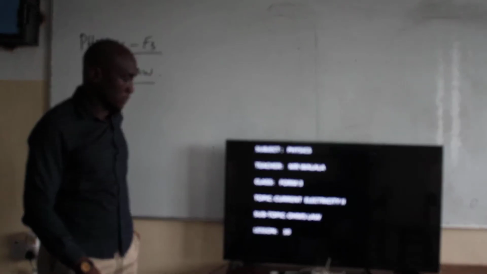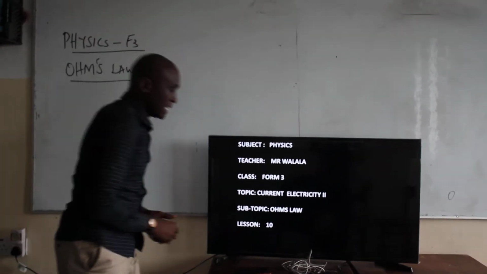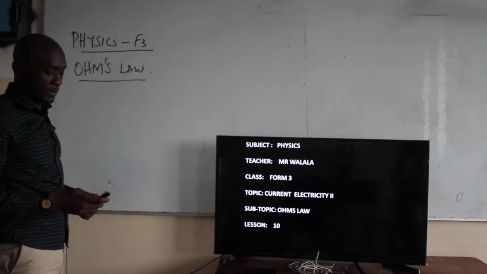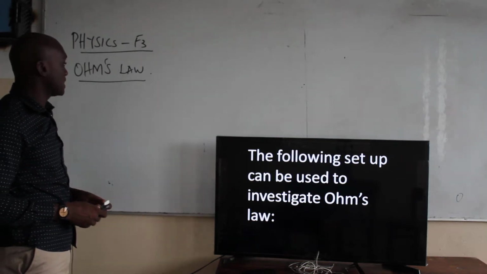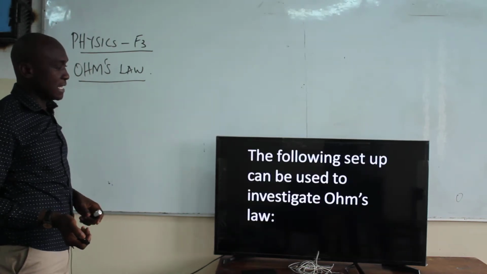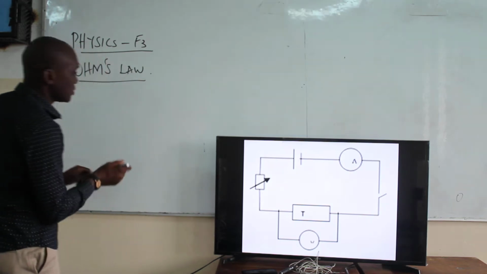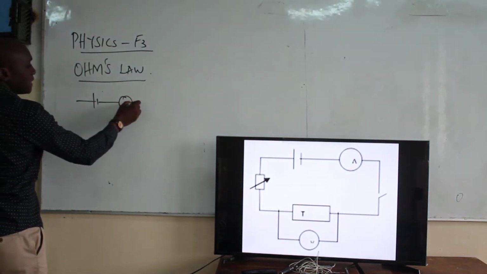In the last lesson, we introduced Ohm's law. We described the relationship between voltage and current, of course, when you have a complete circuit. Now, the following is a setup that can be used to investigate Ohm's law. So we are going to have this diagram. This is a circuit. I want to draw it here so that you'll be able to understand. Then I'll be able to explain in detail.